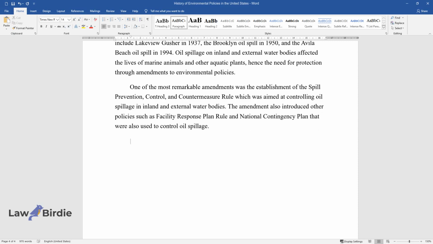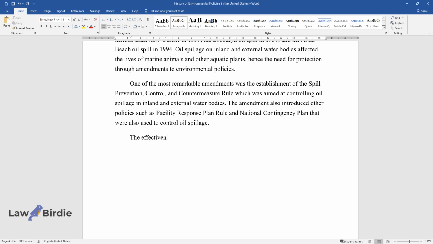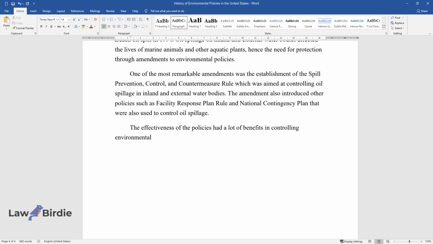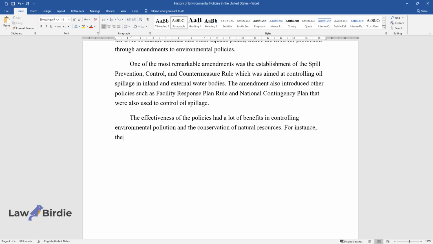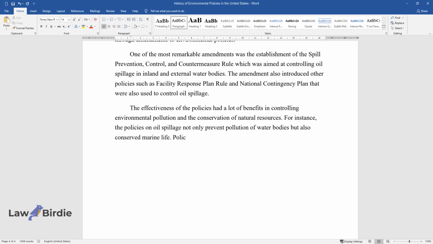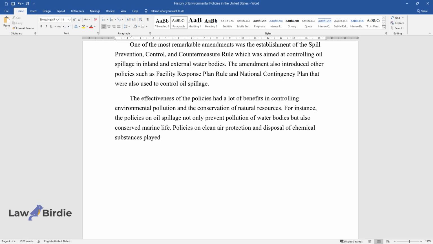The amendment also introduced other policies such as Facility Response Plan Rule and National Contingency Plan that were also used to control oil spillage. The effectiveness of the policies had a lot of benefits in controlling environmental pollution and the conservation of natural resources. For instance, the policies on oil spillage not only prevent pollution of water bodies but also conserved marine life. Policies on clean air protection and disposal of chemical substances played a great role in preserving the ozone layer.